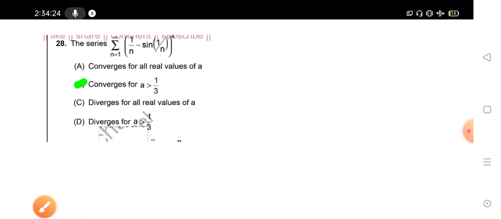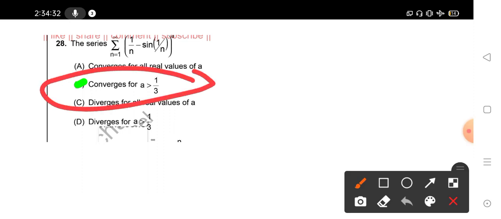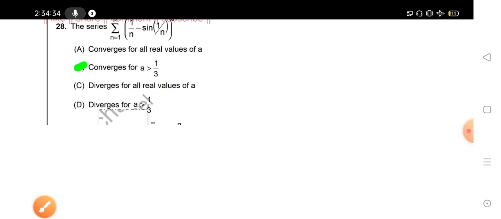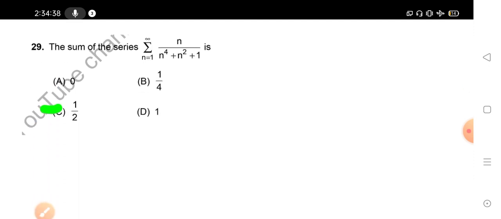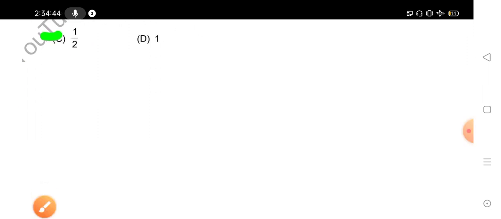Next question: the series sum n runs from 1 to infinity of 1 upon n to the power a, times sin 1 upon n, converges for all a greater than 1 by 3. Option B is correct. The sum of the series, sum n runs from 1 to infinity of n upon n raised to 4 plus n square plus 1, is option 1 by 2. Next question.